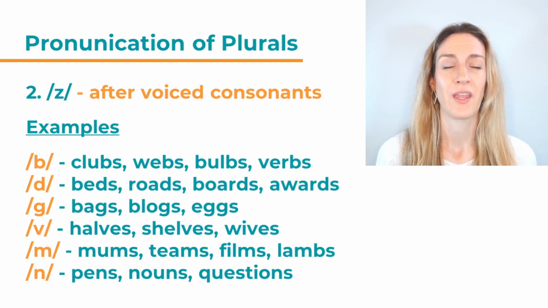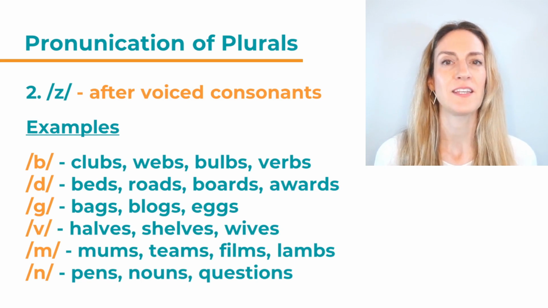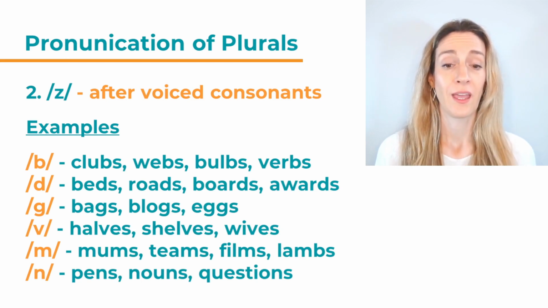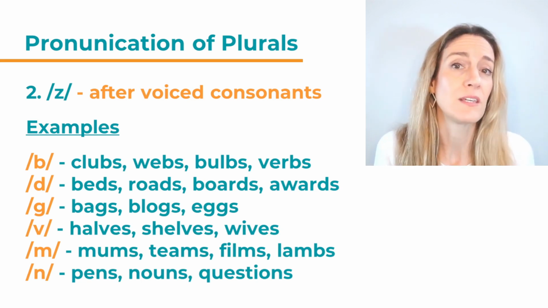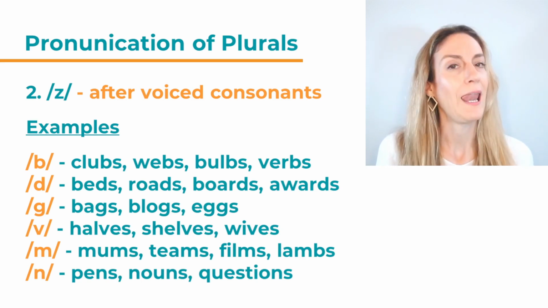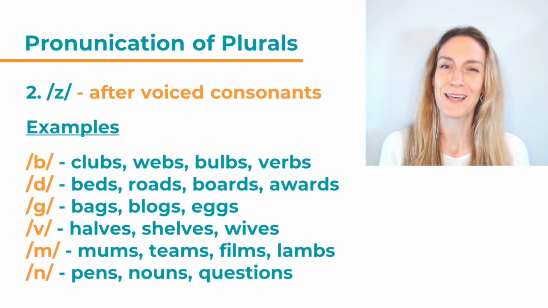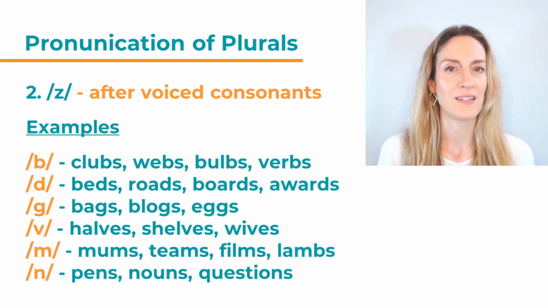V: halves, shelves, wives. M: moms, teams, films, lambs. Now in this last word, lambs, it looks like it ends in b, which would also be voiced, of course. However, the b here is silent. This is a baby sheep, lambs. They make me think of Easter, which is coming up soon. And the last line, our other nasal, n: pens, nouns, questions.